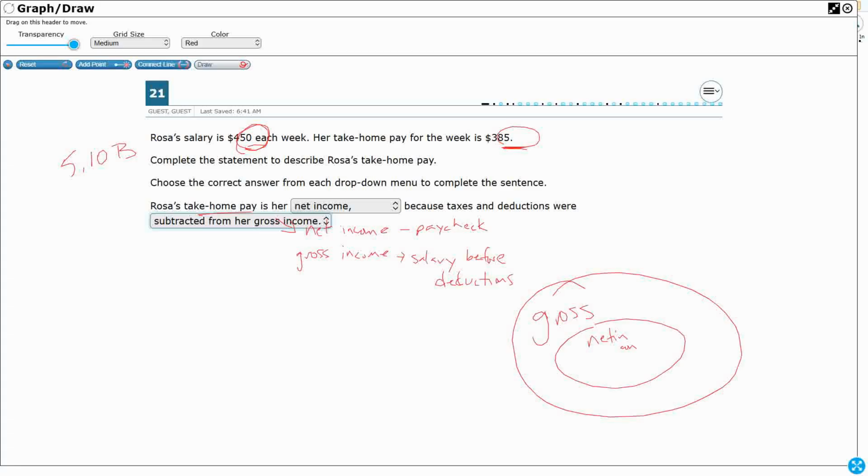And then what you lose are going to be your taxes and your deductions. So your net is always going to be smaller than your gross. So this was difficult for students. It was a 2-point problem. We only had 29% of our students get both of those correct.